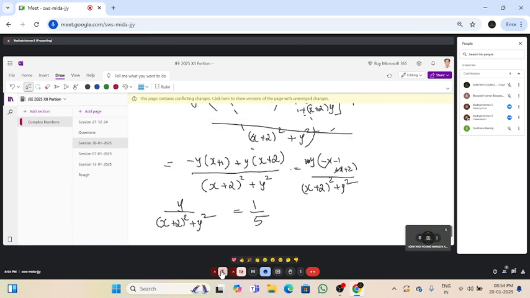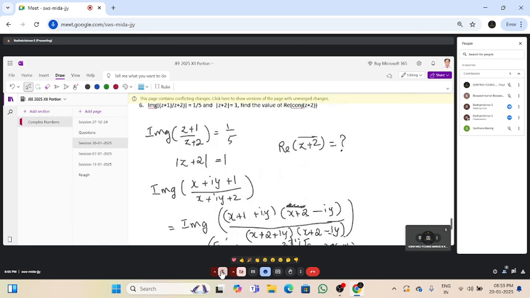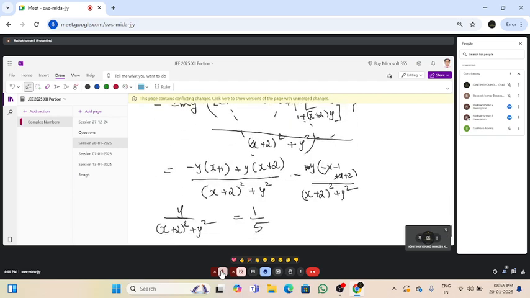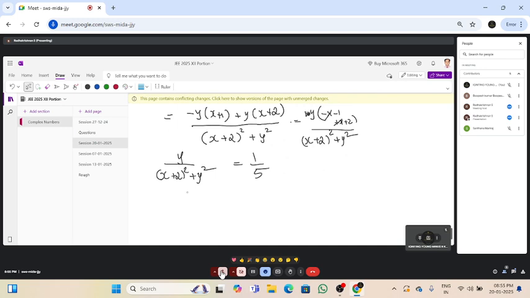Next step is this. We'll stop here and we'll look at the next given. Mod of z plus 2 is equal to 1. Mod of z plus 2 is the same as the square root of mod of x plus 2 plus iy. That means square root of (x plus 2) whole square plus y square. This is given as 1.